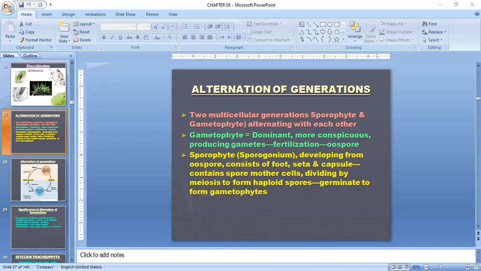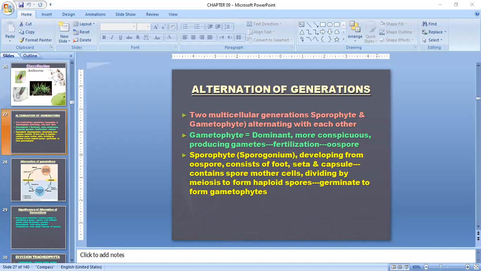Two multicellular generations, sporophyte and gametophyte, which alternate with each other, which come one after the other. The gametophyte is the dominant one. It is more conspicuous, stronger, larger in size. It produces gametes, which are antherozoids and ova. And fertilization takes place on the gametophyte, giving rise to the oospore. The sporophyte, also known as the sporogonium, develops from the oospore. It consists of a foot, seta, and capsule.